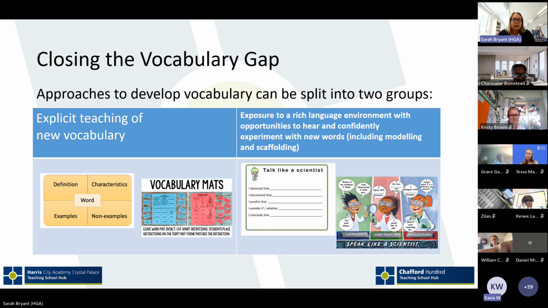We can also think about exposure to a rich language environment with the opportunity to hear and confidently experiment with new words, including modelling and scaffolding. Just the fact that we ourselves are talking in a scientific manner in our classrooms is modelling and exposing children to that rich language. The fact that they're learning things like a beaker, instead of just a measuring jug, we're starting to give them that scientific vocabulary, and that is really important.